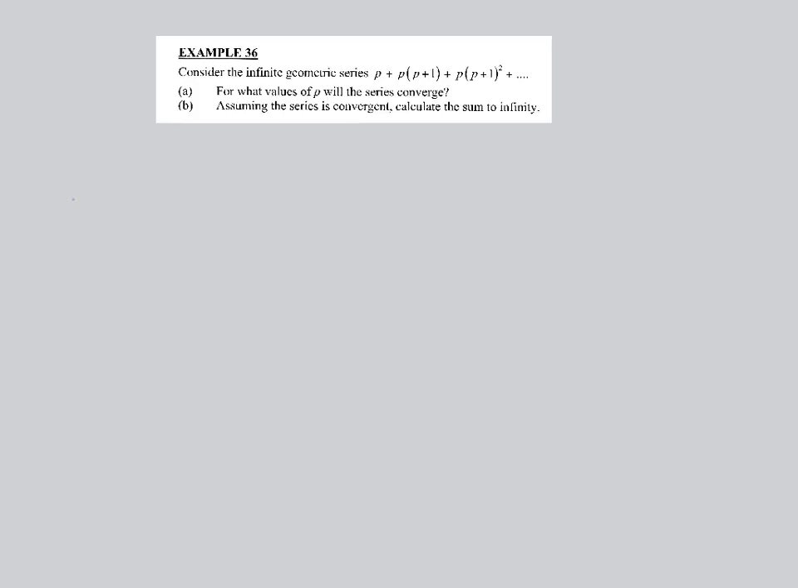Right, let's look at example 36. These are very common questions. So consider the infinite geometric series: p plus p times (p plus 1) plus p times (p plus 1) squared. And then, of course, the next one will be p times (p plus 1) cubed, and it will continue forever. So for which values of p will this series converge? What the heck? So when will it converge?